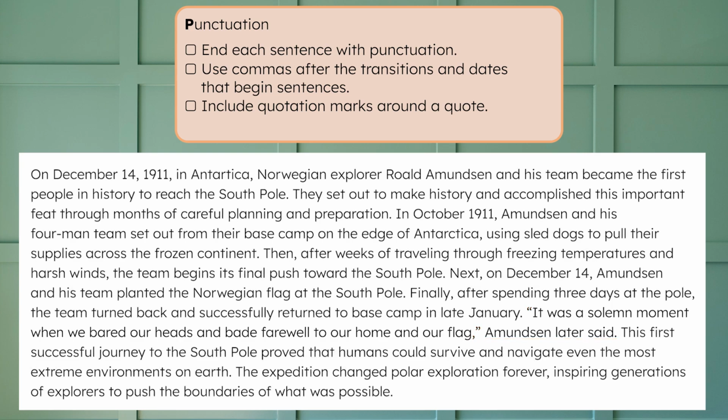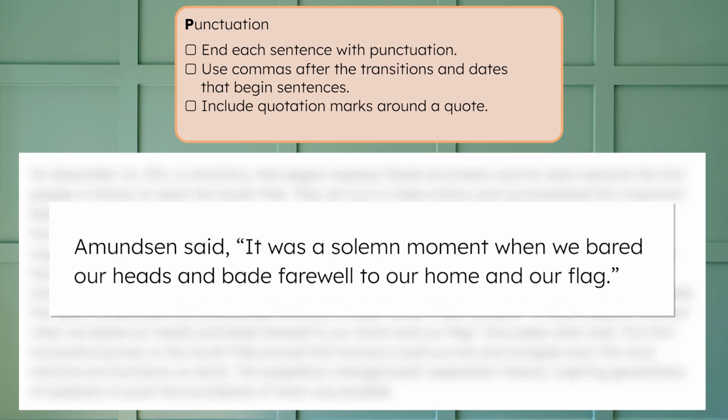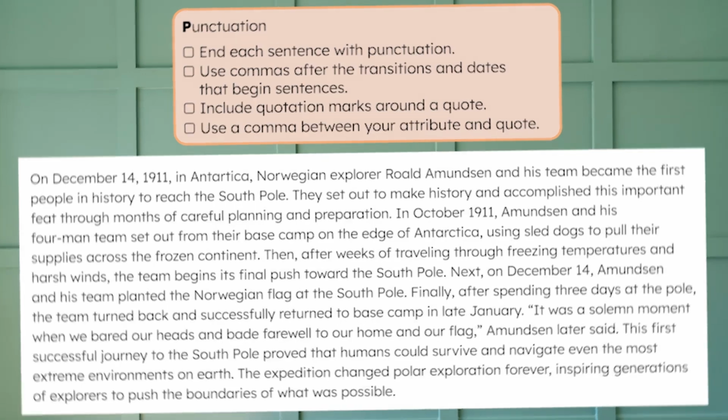But let's say B put her attribution before her quote. In that case, she would have to put a comma between the attribution and the opening quotation mark, like this. Like with transitions, this shows that the sentence is set up for something important later. All right, that covers all of our punctuation steps, so let's move on to spelling.